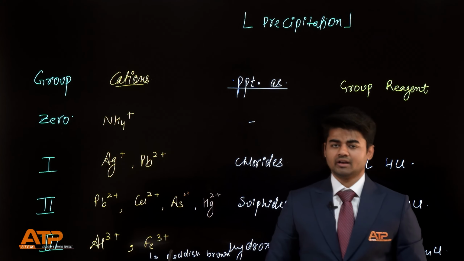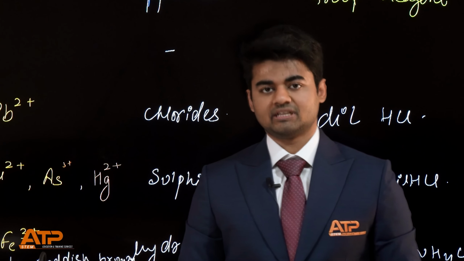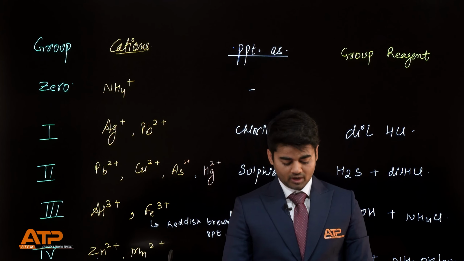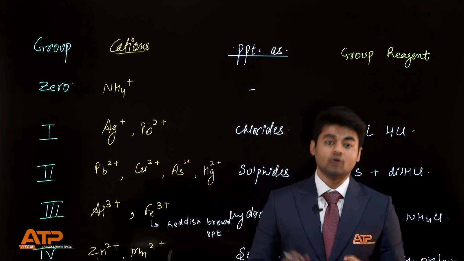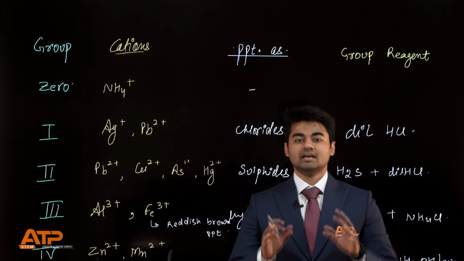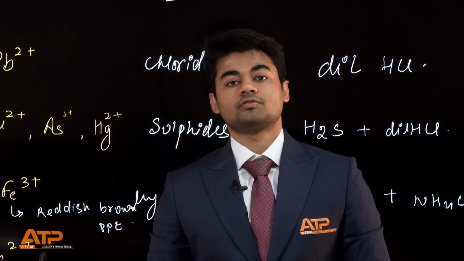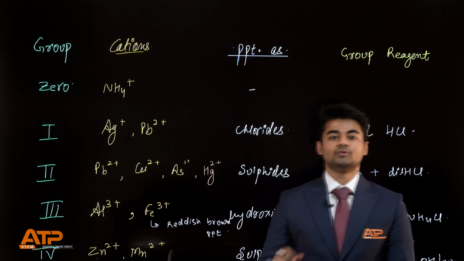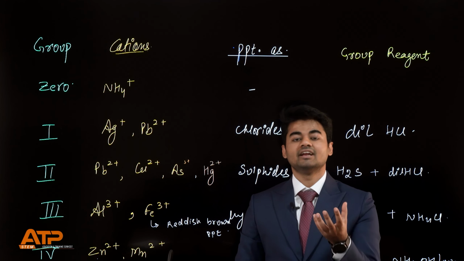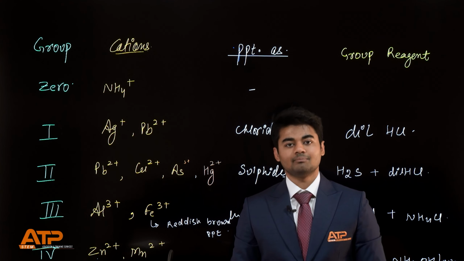Let's start with group 1. Group 0 won't be forming precipitate, so we will leave that. Group 1: Ag+ and Pb2+. We have to precipitate this as its chloride, so we need a source of chloride. What is the source of chloride? We will add dilute HCl, that will give us ready ions of Cl-.